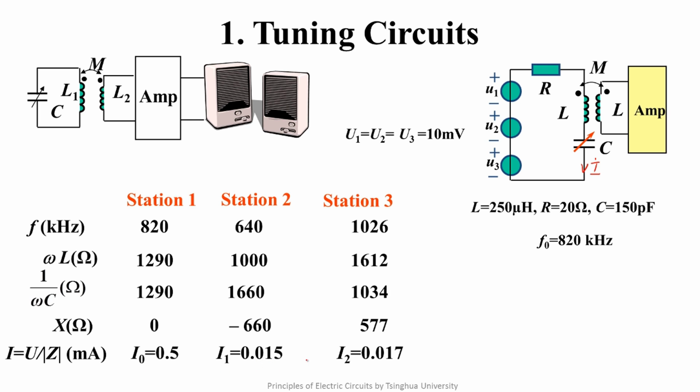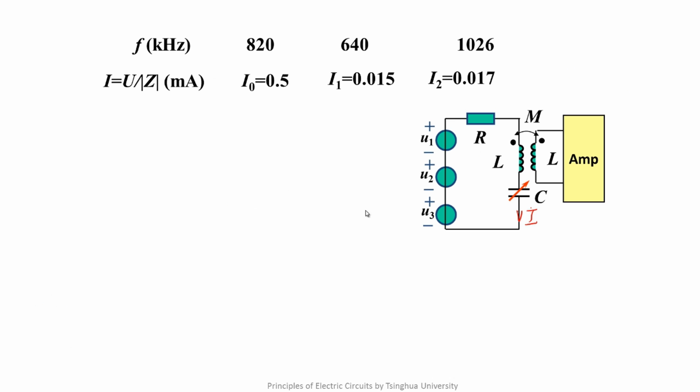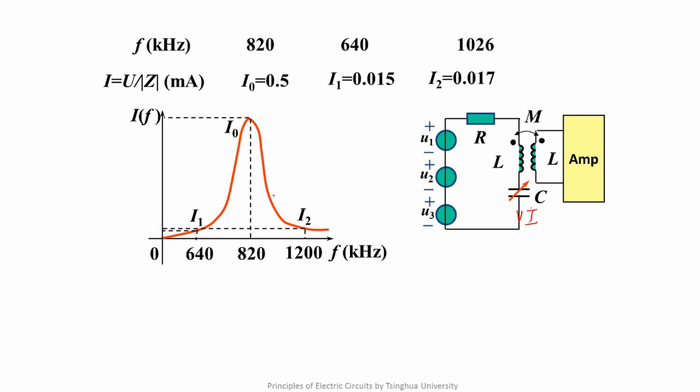What's the actual meaning of these different currents? Let's look at the magnitude of the frequency characteristic of the current. At resonant frequency, the current is 0.5 milliampere. At the other 2 frequencies, the current is 0.015 milliampere and 0.017 milliampere respectively. They are 3% and 3.5% of the resonant current. That means all the 3 signals with different frequencies are received by the receiver with the same amplitude.